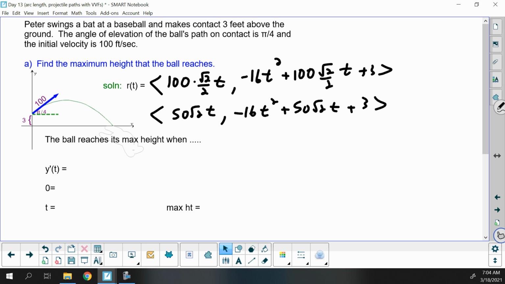So we want to know when the ball reaches the maximum height. We've seen a ton of times throughout this course, if you want to find a max, we want to take the derivative, and we want to see when it switches from positive to negative. So if we do the derivative of our y component, we're going to have negative 32t plus 50 square root of 2. We'll set that equal to 0.